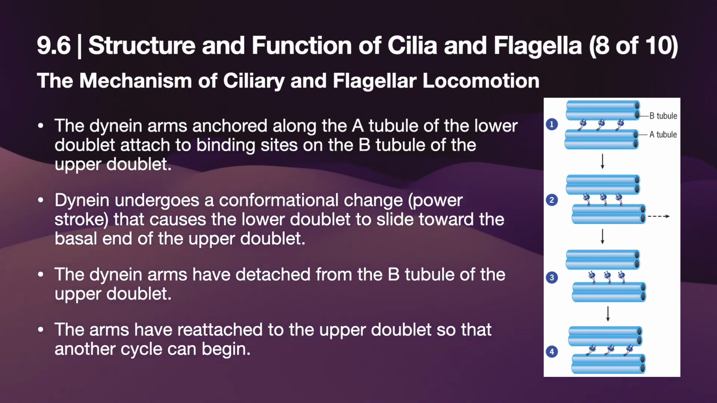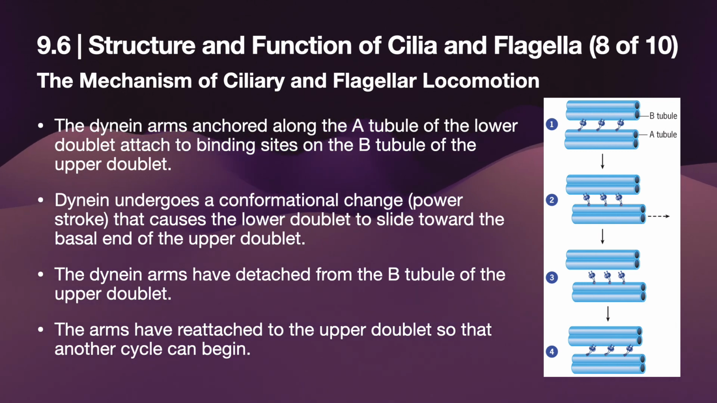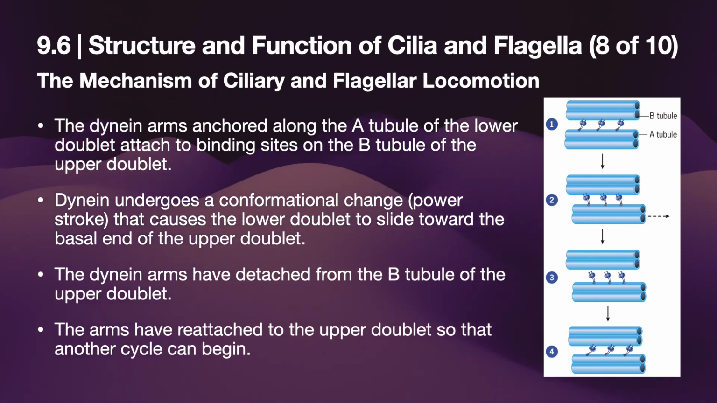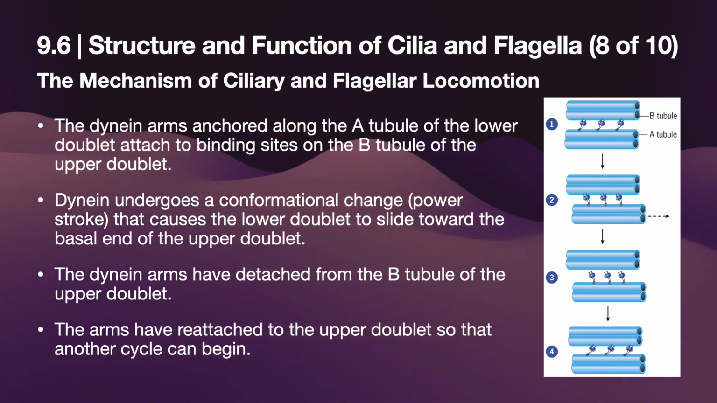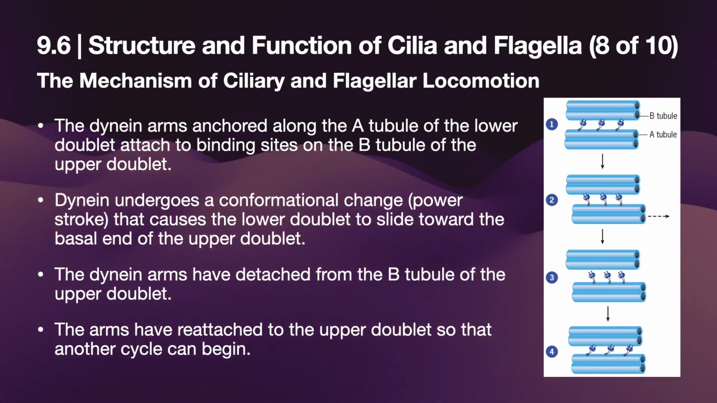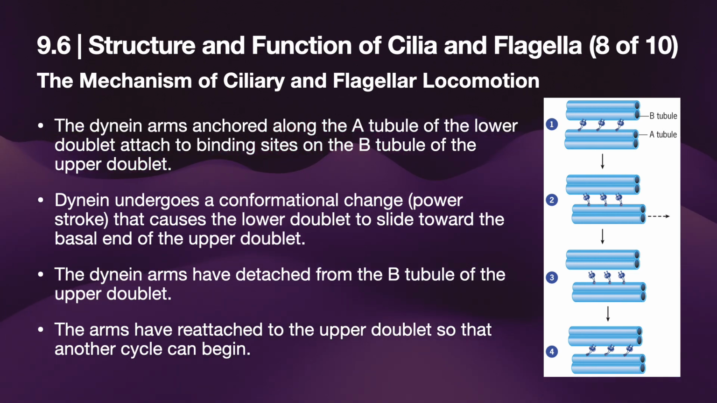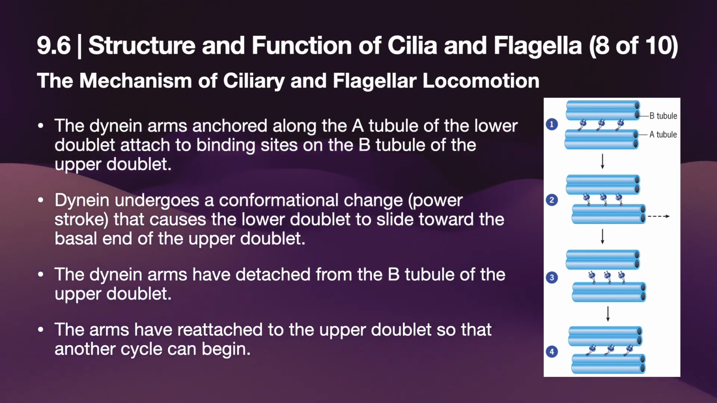So this is the diagram being described in this slide. The dynein arms anchored along the A tubule of the lower doublet attach to binding sites on the B tubule of the upper doublet. Dynein undergoes a conformational change, which is a power stroke that causes the lower doublet to slide toward the basal end of the upper doublet. The dynein arms then detach from the B tubule of the upper doublet. The arms reattach to the upper doublet so that another cycle can begin.